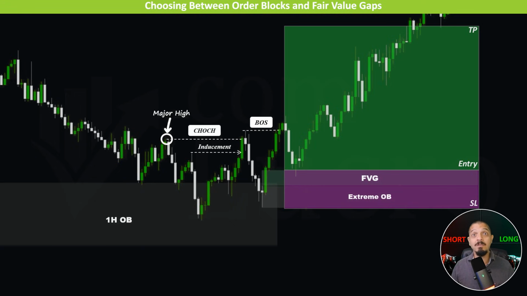If we had entered from the fair value gap, our buy limit order would have been activated and our take profit would have been hit by the price. We can see that the trade played out without pulling back to the extreme order block.